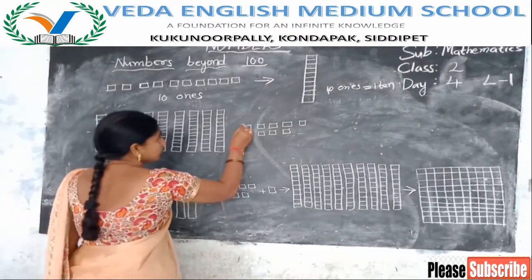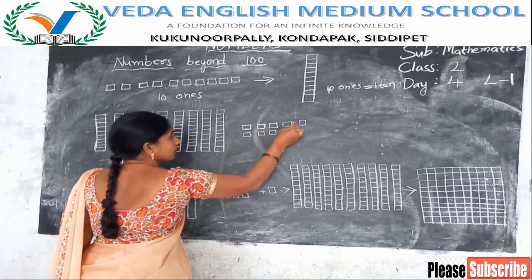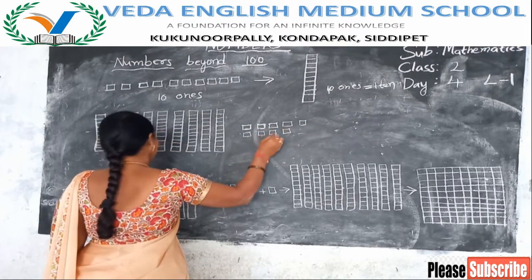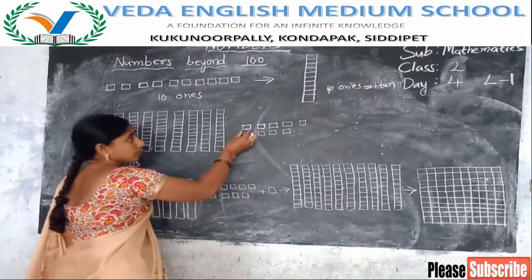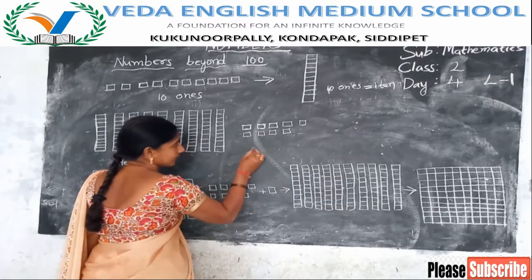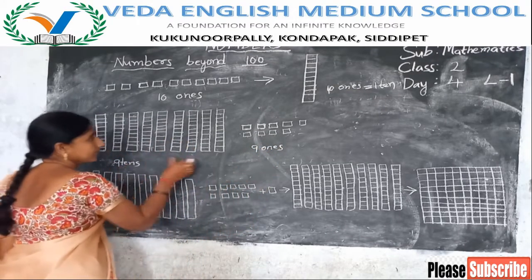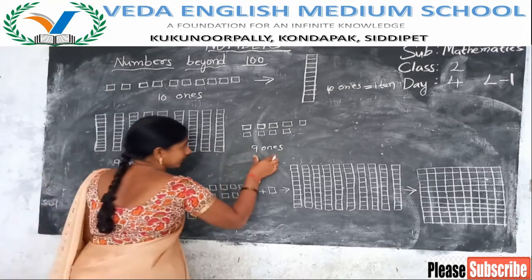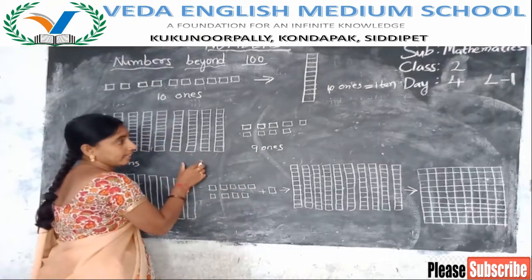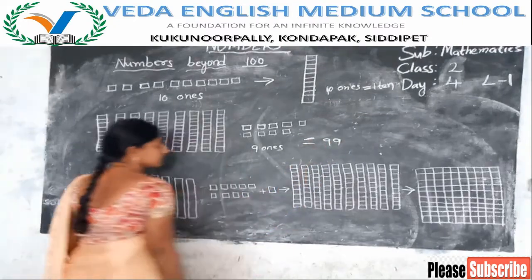Okay. Here are boxes: 1, 2, 3, 4, 5, 6, 7, 8, 9. One box contains one. Here how many? 9. 9 boxes contain 9 ones. Totally 9 tens plus 9 ones. That means 99.